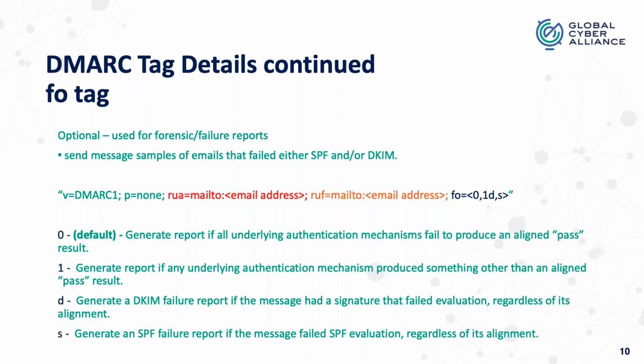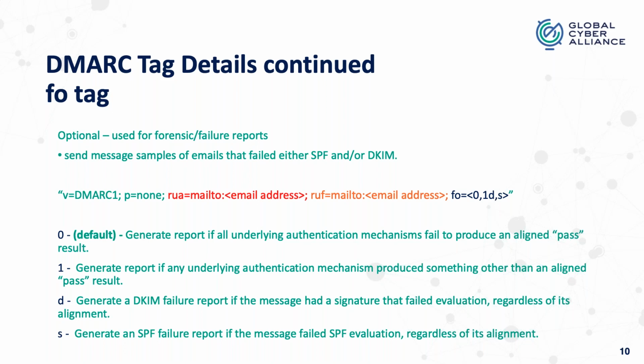Now there's other tags. So the remaining tags that we're talking about, these are all optional tags, right? If you do not actually define them in your policy, they will use the default value for that tag, right? So if you don't type in FO equals, it's going to revert and default to a specific value. Now the FO tag is only going to be used if you actually have the RUF tag in place.